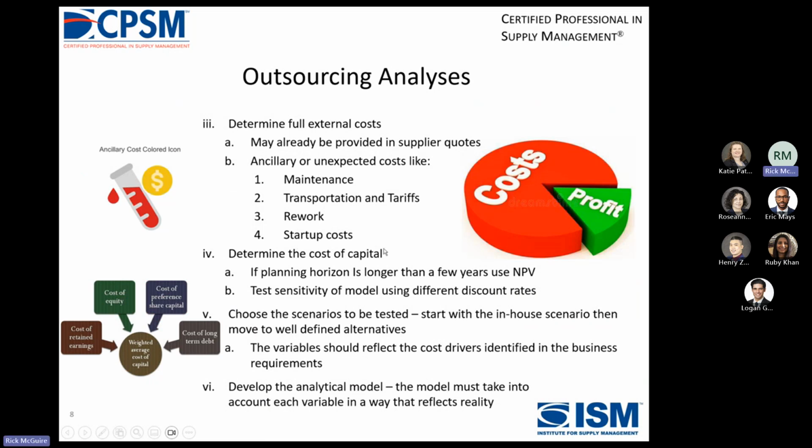And so you develop the full internal cost, and then you develop the full external costs. Supplier quotes, transportation, rework, startup costs, cost of capital. Then the finance controller's office can usually tell you what they're using for a cost of capital. There are some fancy ways to figure it, but nobody really uses it that way. Choose a scenario to be tested, starting with the in-house scenario, and then move to well-defined alternatives. Variables should reflect the cost drivers, and develop the analytical model. So this is really what manufacturing engineering will do for you.